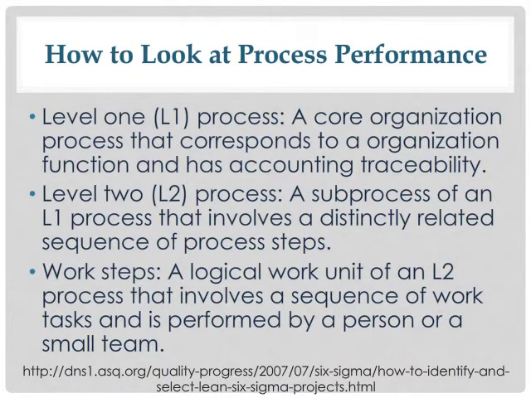Now we're going to look at the different levels in the process performance. Level 1, you have the core organization process that corresponds to an organization function and has accountability and traceability. So you can easily say who's responsible for it and who messed it up as well. Level 2 process is a sub-process of an L1 process that involves a distinctly related sequence of process steps. The work steps are a logical work unit of an L2, or level 2, process that involves a sequence of work tasks and is performed by a person or a small team.